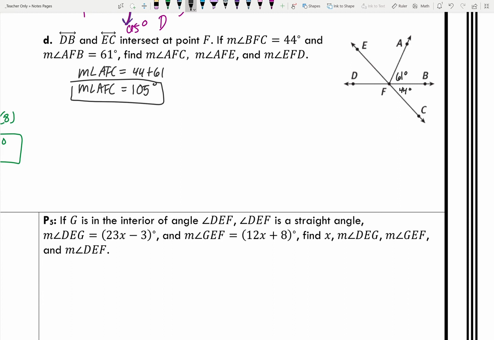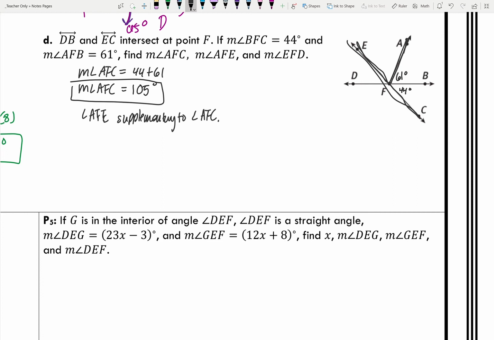Great. Now we want to find AFE. Okay, so we know that AFE and AFC both make up this straight line, right? They make a straight line together. So angle AFE is supplementary to angle AFC. So we know their measures add up to 180.